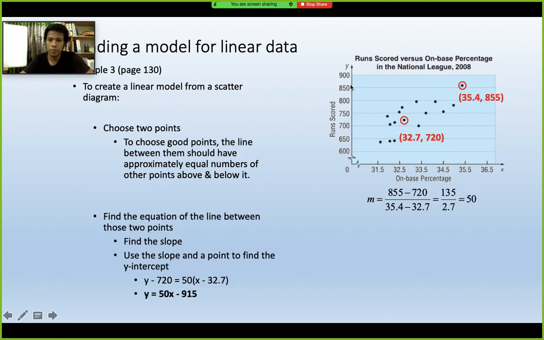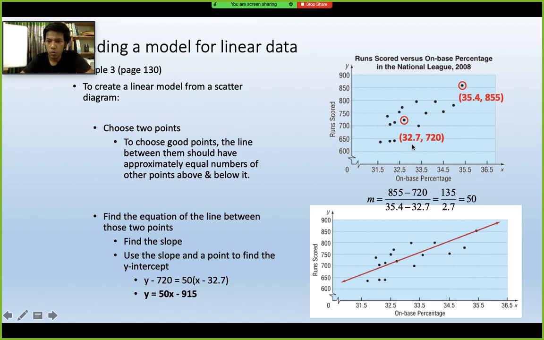Let me show you. So we have chosen this point and this point. That's why our line connected these 2 points, this one and this one. If you choose some other points, suppose you choose this point and this point, then your line has to connect these 2 points.